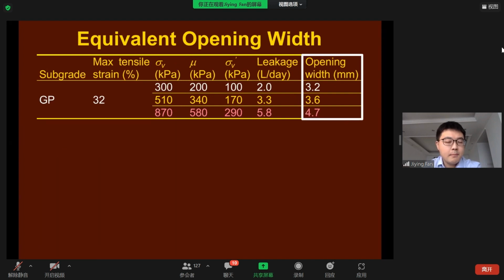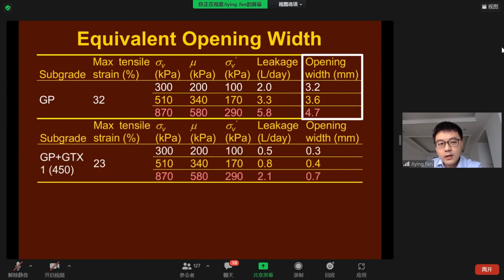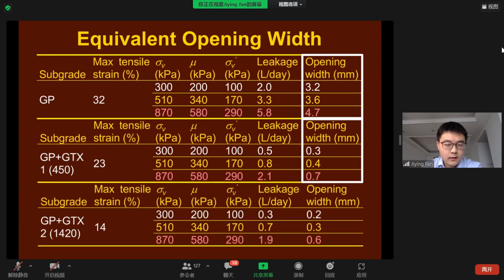Now I'm going to study the impact of the geotextile protection layer on the opening width. Placing a layer of geotextile 1 beneath the poorly graded gravel subgrade, the equivalent opening width drops to less than 1 millimeter. This is also true for a much thicker and heavier geotextile 2.